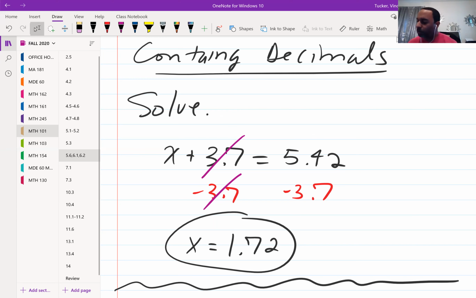All right, any questions on that? Just do the opposite operation. We had a plus 3.7, so we get a minus 3.7, and then whatever you do to the left side of your equation, you do to the right side as well. And that's how you solve.